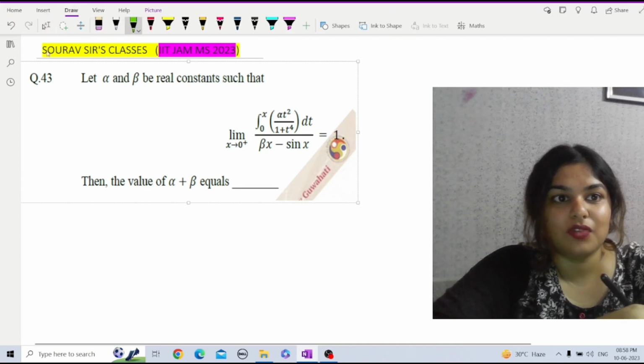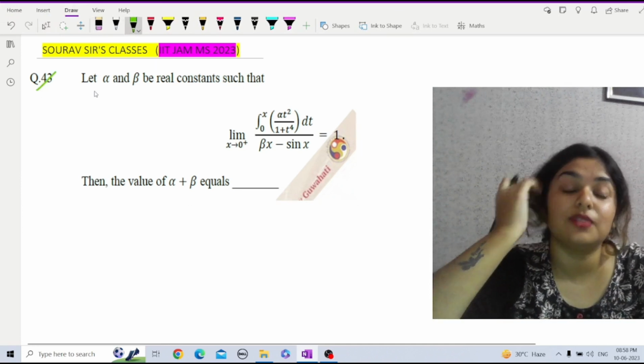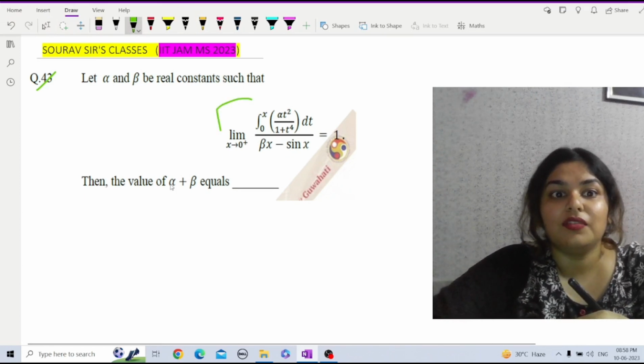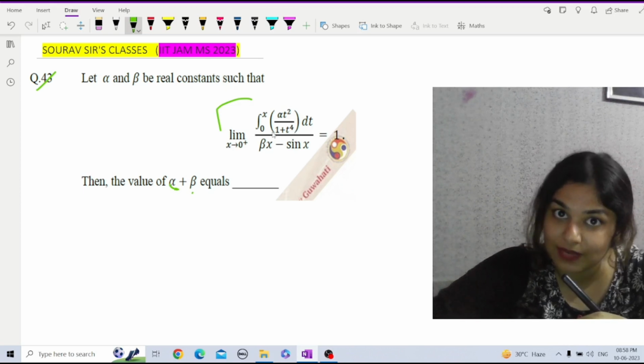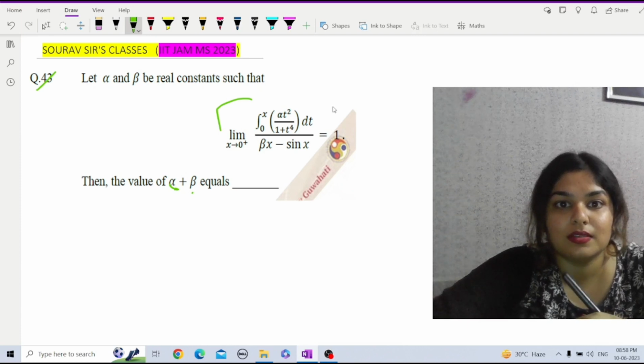So this is question number 43 in front of you, and you're given: let alpha and beta be the real constants such that you're given a limit, right? So you have to find the value of alpha and beta. First you have to find out alpha and beta and then the sum of the values. So you can see that this is actually in the form of 0 by 0.